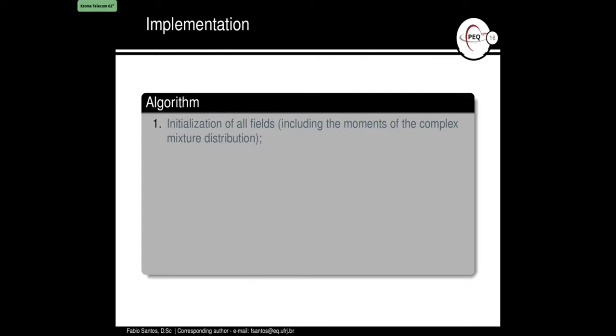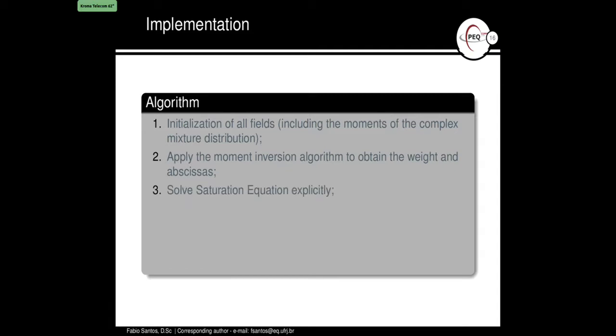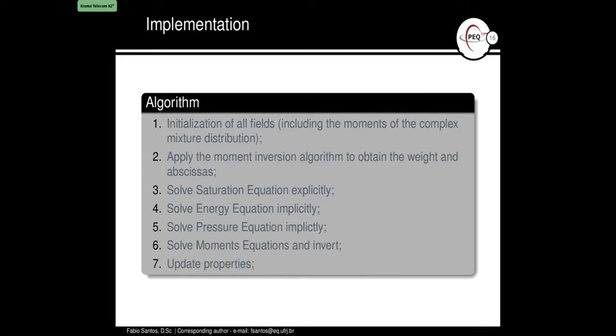The algorithm is the following. First, we initialize all fields, including the moments of the complex mixtures. When we have the initial conditions, we can get these moments. We invert the moments to get the weights and abscissas, in other words, mass fractions or molar fractions, and abscissas, the molecular weights. Solve the saturation equation explicitly. Then solve the energy equation implicitly. Then the pressure equation, the moment equation, and invert them, and update all properties. The moment equation is solved in explicit fashion.